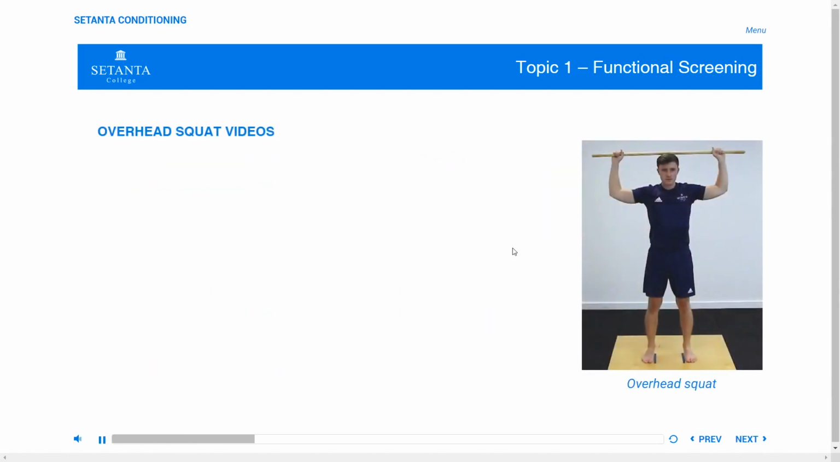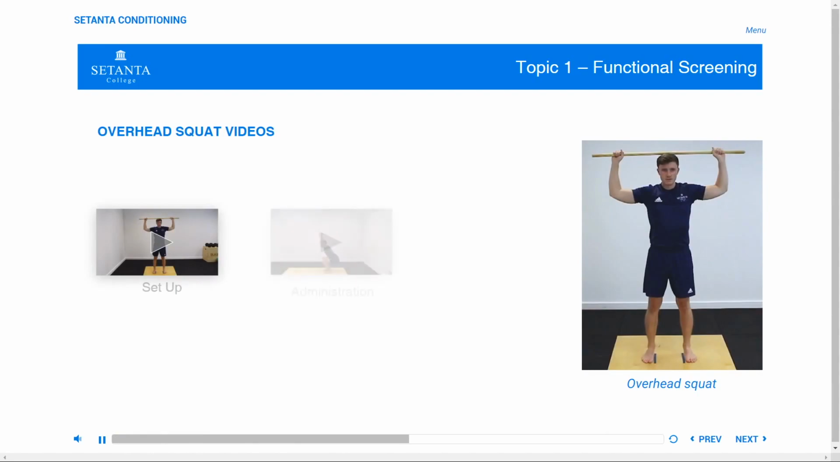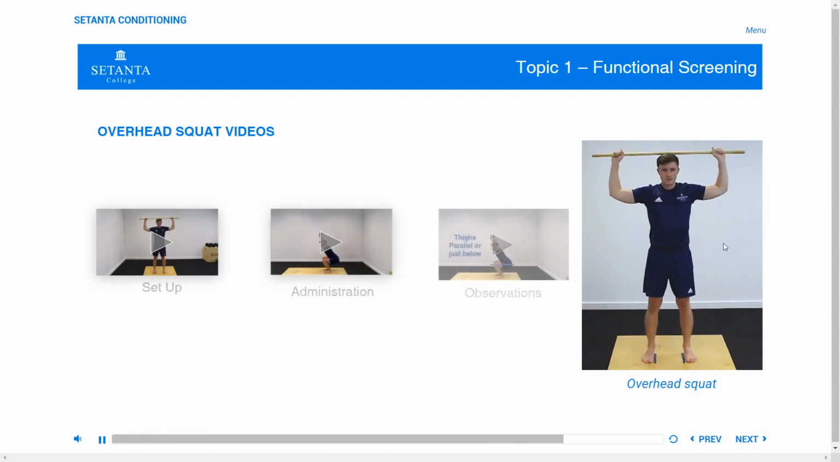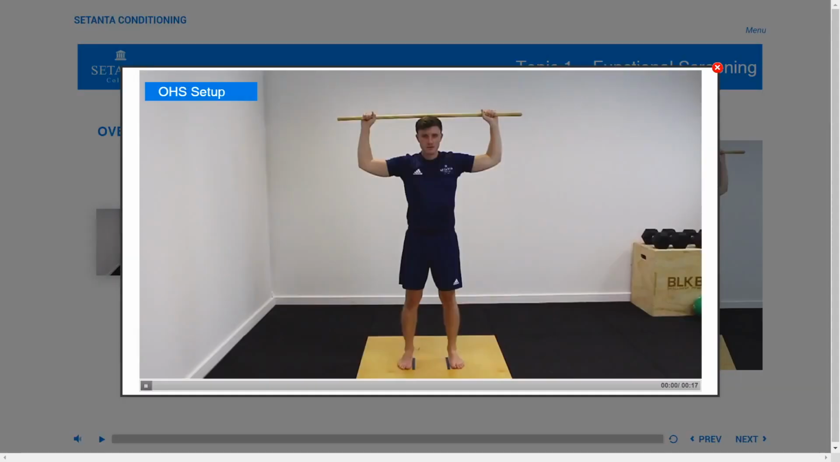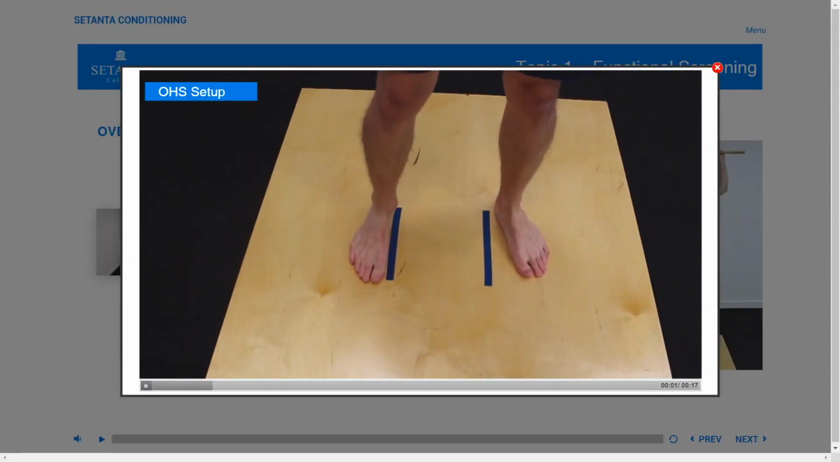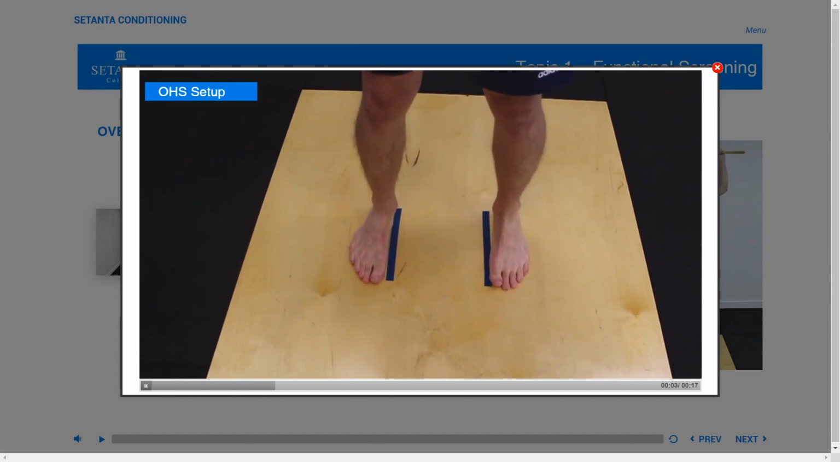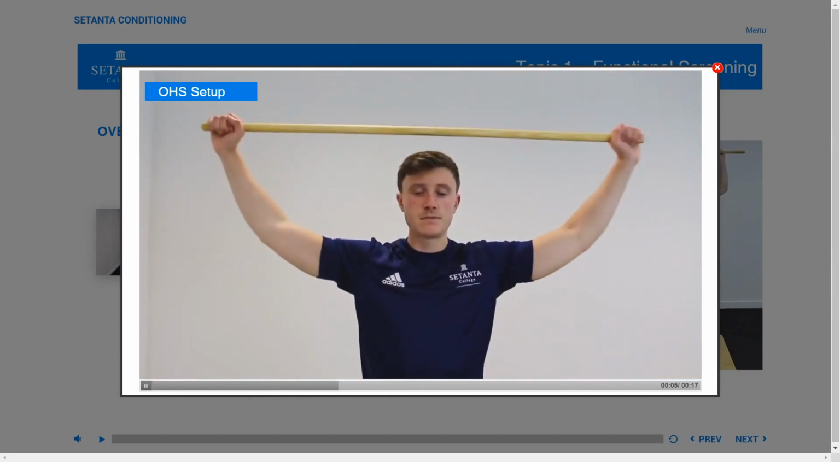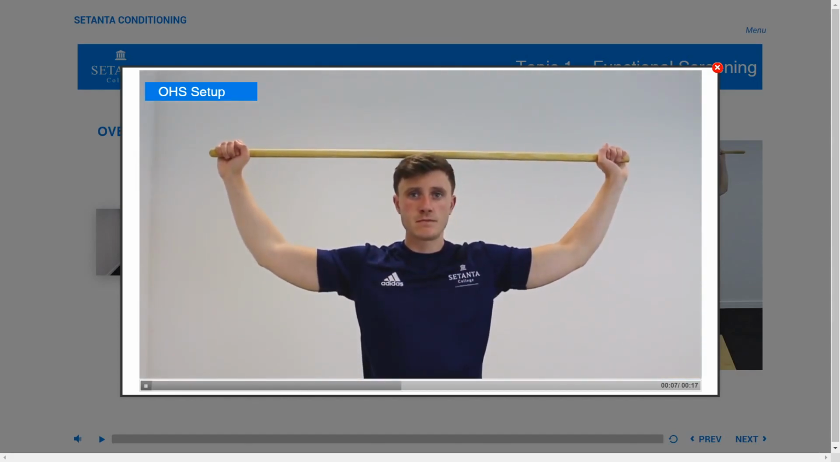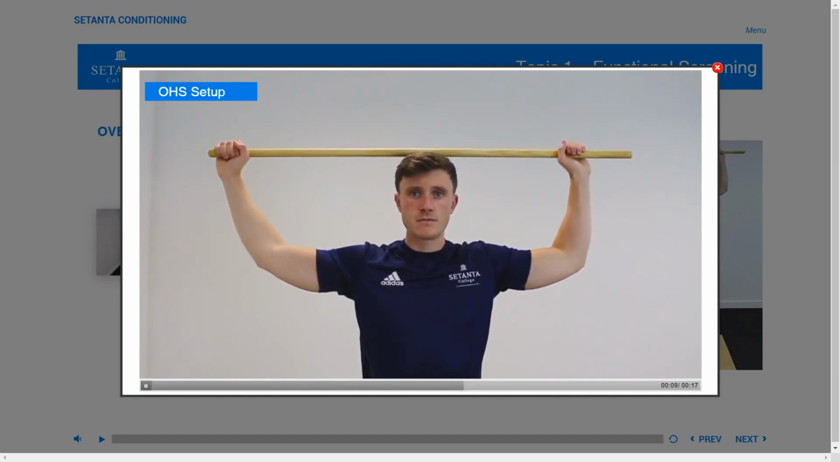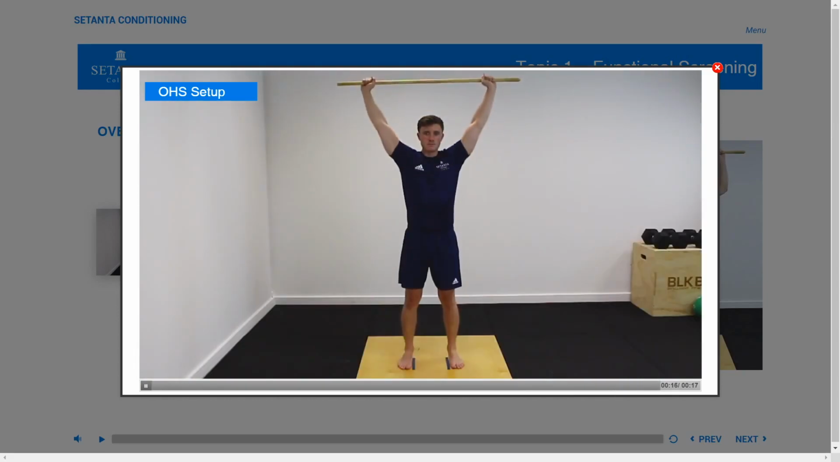Overhead squat. Setup. Administration. Observations. Setup. Stand comfortably, shoulder width apart, with feet pointed directly forward. Place dowel on the head with elbows flexed to 90 degrees. Extend arms directly overhead. Now you are ready to begin the screen.